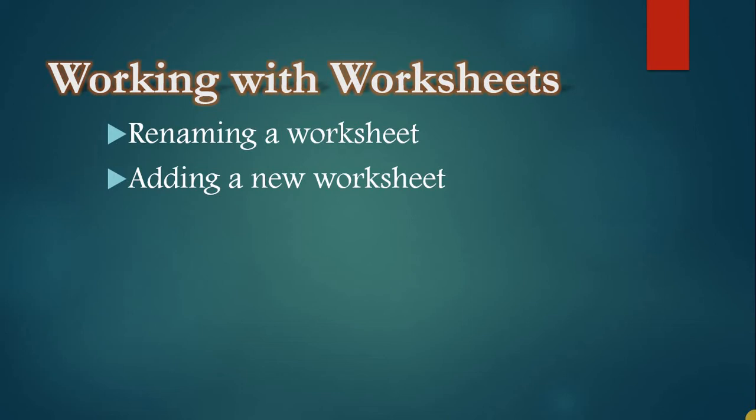To add a new worksheet, we need to click on the Insert Worksheet button at the end of the Worksheet tab. Or else we can use the Insert option in the Cells group on the Home tab. For that, we need to click on the arrow next to the Insert option and we need to select Insert Sheet option. By pressing Shift plus F11 keys also we can insert a new worksheet before the selected worksheet.